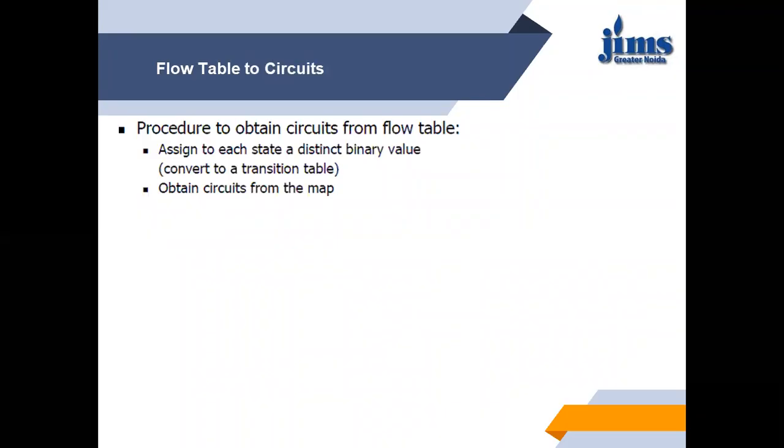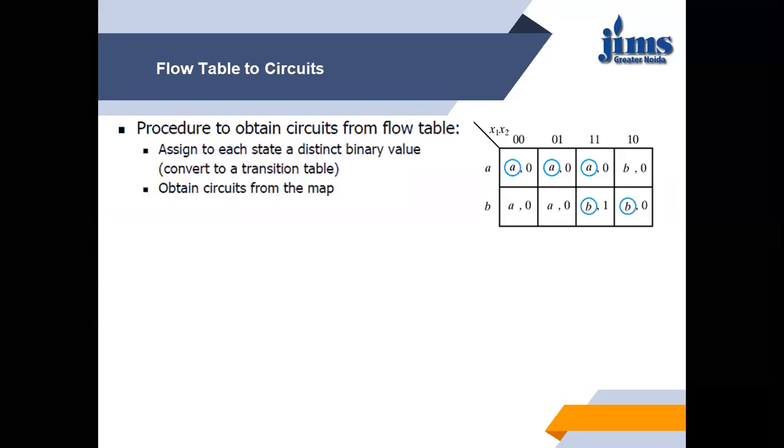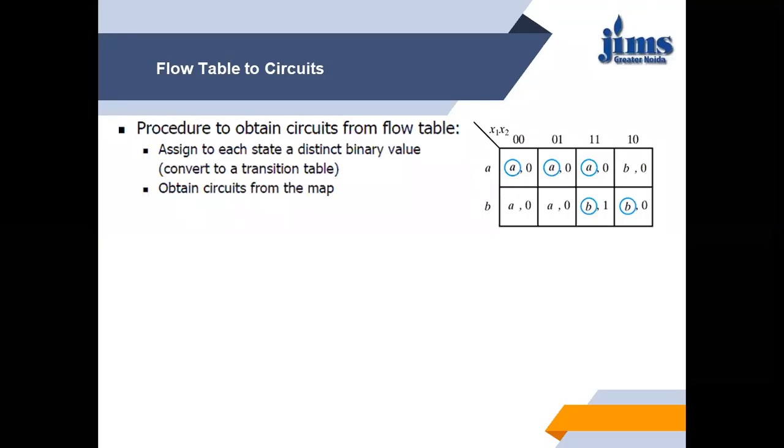Now suppose we are given a flow table and we have to draw the circuit with the help of the flow table. Our procedure is as follows. Assign to each state a distinct binary value, which is the conversion of a flow table into a transition table, and obtain a map for each secondary variable and the output. Now suppose this is our flow table. We have to draw the circuit for this particular flow table. A, B are the two values. So we assign A equals 0 and B equals 1.